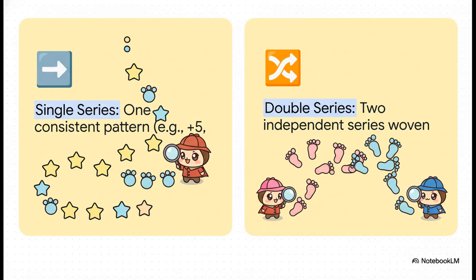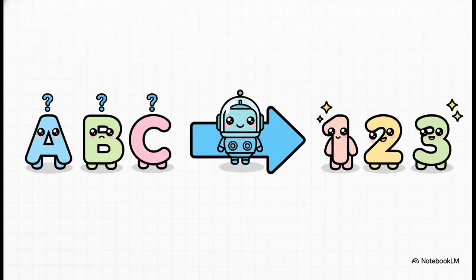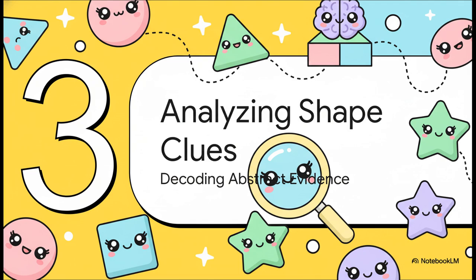Now, these trails can get tricky, for sure. Sometimes you're not following one trail, but two. It's like two different series woven together. The secret is to pull them apart. Look at the odd-numbered terms first, and then look at the even-numbered ones. They're usually two totally independent patterns. And what about when they throw letters at you? Don't panic. The secret weapon here is just to turn them into numbers. A is 1, B is 2, C is 3, and so on. Once you do that, you'll realize it's just another number series in disguise, and you already know exactly how to crack those.